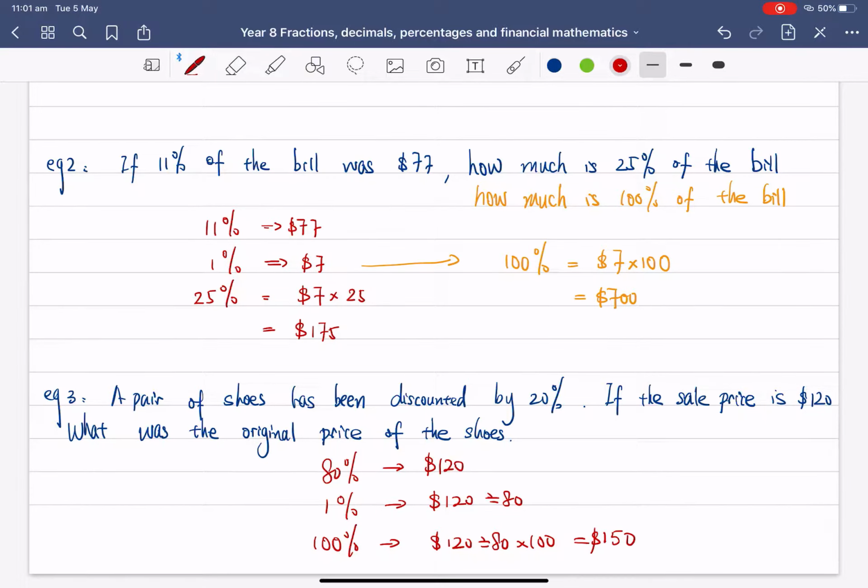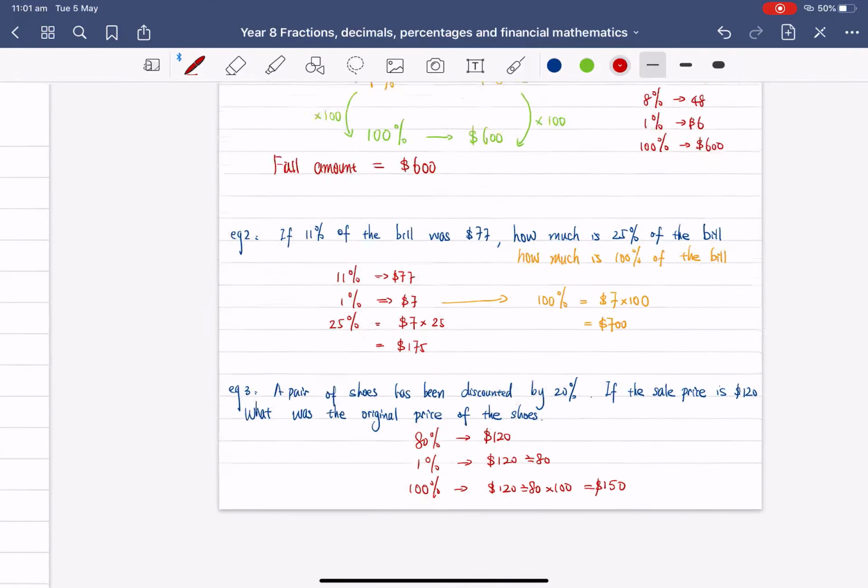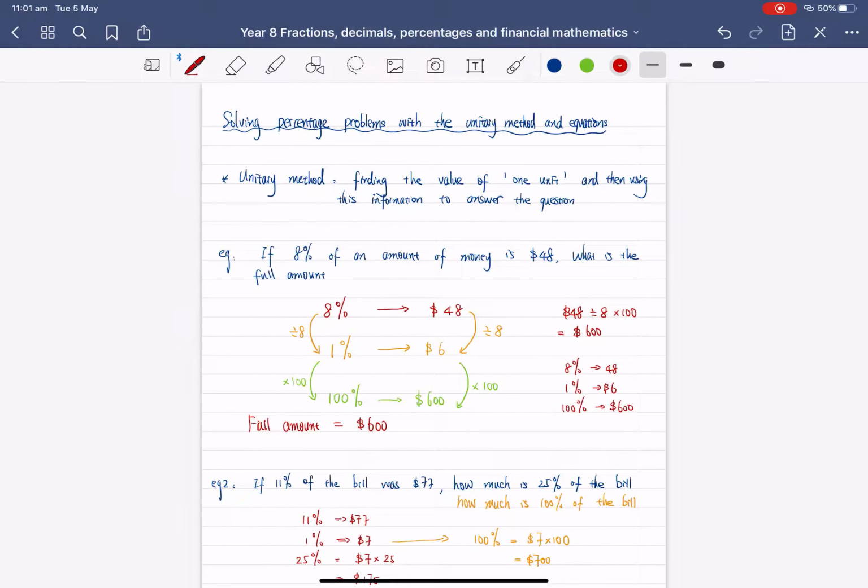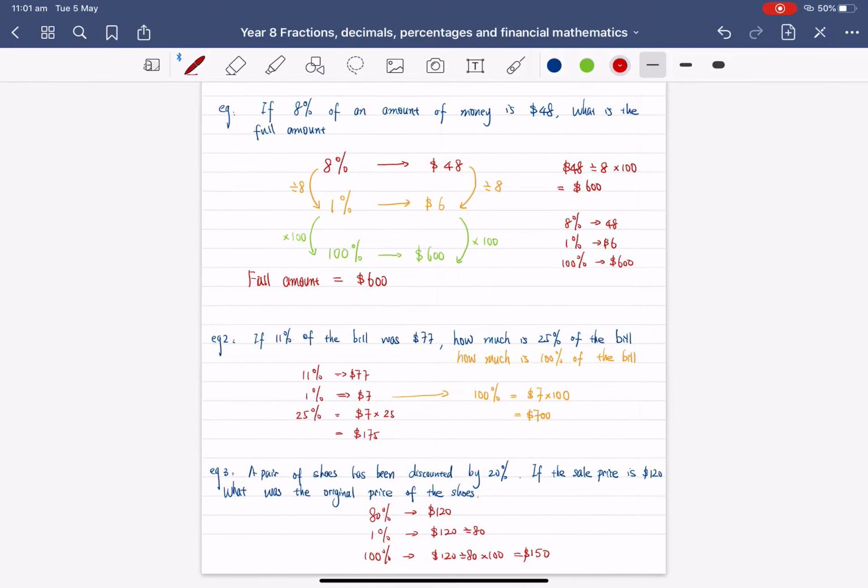Really easy. So this is problem solving involving unitary methods and using equations. I believe this is one of the easiest ways to solve questions, simply using the unitary method. There's another method called the ratio method, where you set up an equation to solve the problem. But you don't really need to use that method, as this one is much easier to deal with.